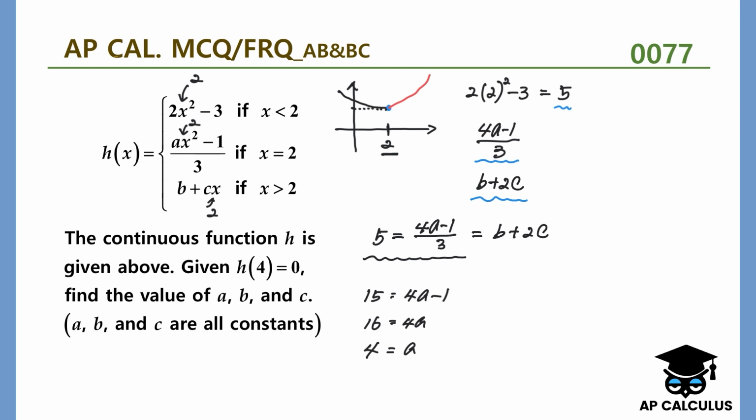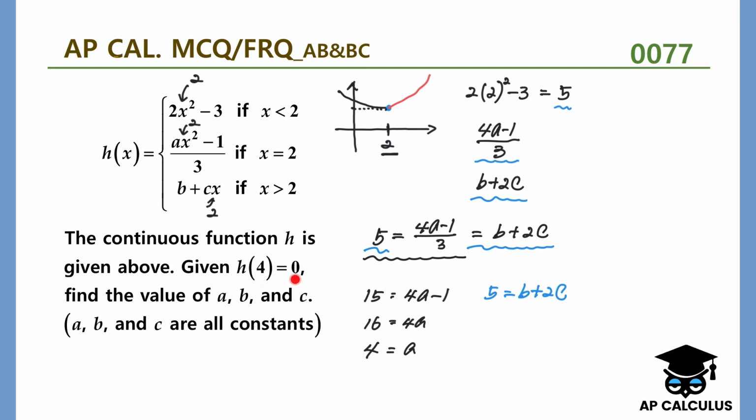Okay, let's write this equation. 5 is equal to b plus 2c. And we have another equation, right? When we look at this problem, there's information here. H of 4 is equal to 0, right?